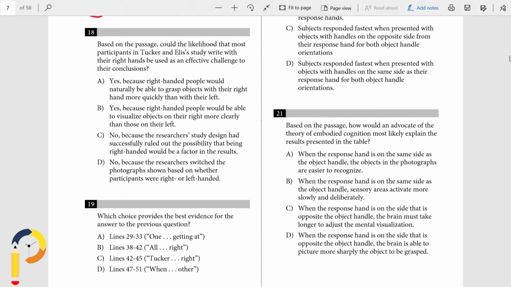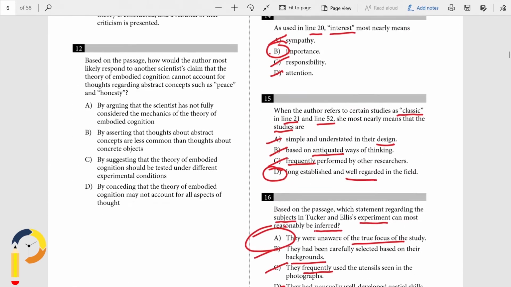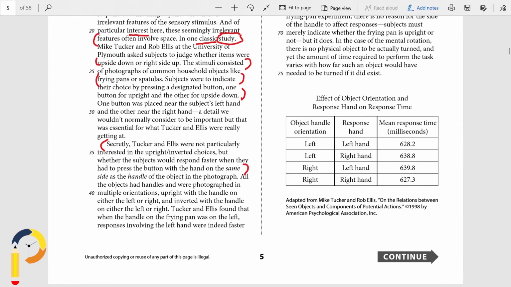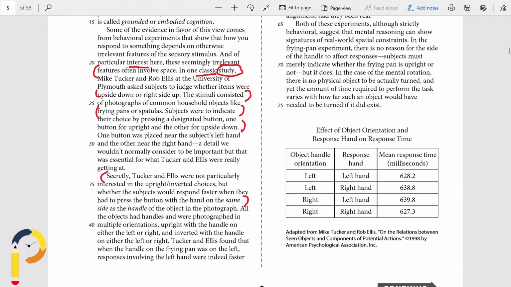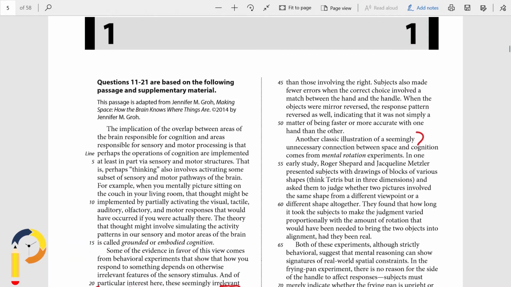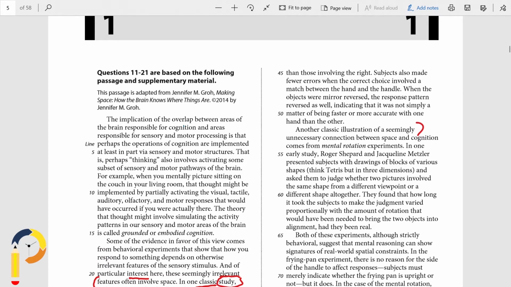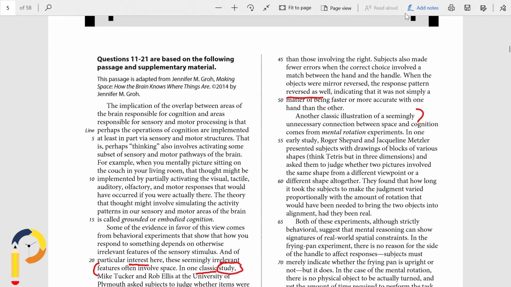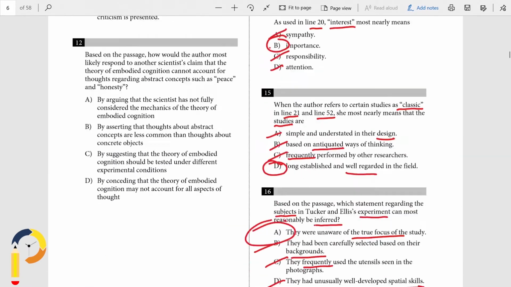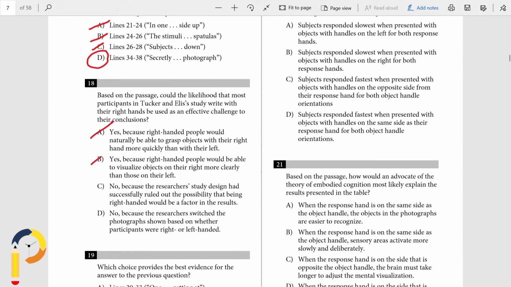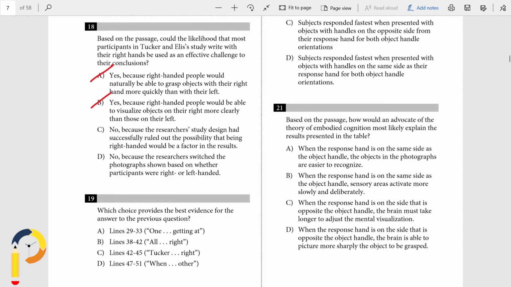18 says, based on the passage, could the likelihood that most participants in Tucker and Ellis' study write with their right hands be used as an effective challenge to the conclusions? Okay, now see, although this is a paired question, you can really answer 18 without 19 here, because we've already read that bit where it's clearly mentioned that it really did not matter whether it was the left hand or the right. When the objects were mirror reversed, response pattern reversed as well. And that was not simply a matter of being faster or more accurate with one hand or the other. So the answer is definitely no. So we can eliminate A and B directly. See, that's how you can move quickly through the question.